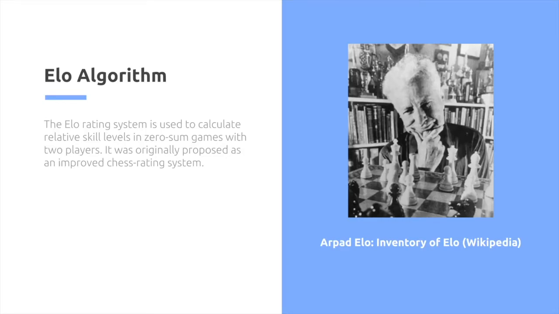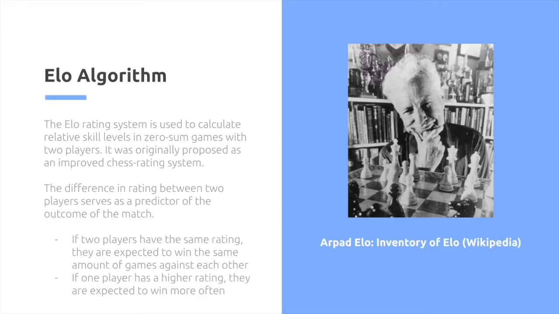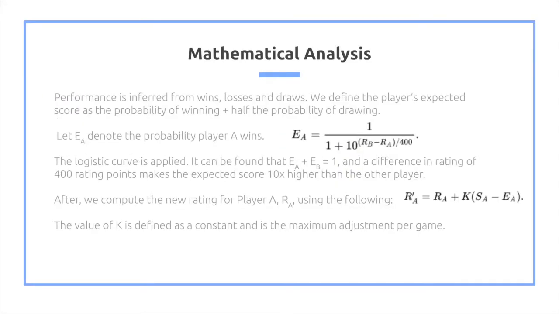Introducing the Elo algorithm. The Elo rating system is used to calculate relative skill levels in zero-sum games with 2 players. It was originally proposed as an improved chess rating system. The difference in rating between 2 players serves as a predictor of the outcome of the match. If 2 players have the same rating, they are expected to win the same amount of games against each other. However, if one player has a higher rating, they are expected to win more often. Performance is inferred from wins, losses, and draws.